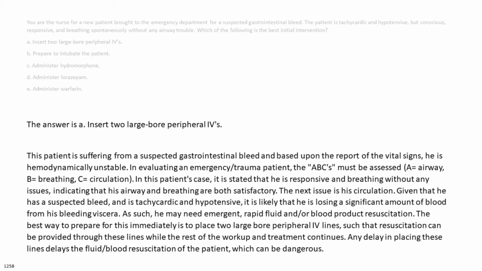Given that he has a suspected bleed, and is tachycardic and hypotensive, it is likely that he is losing a significant amount of blood from his bleeding viscera. As such, he may need emergent, rapid fluid and/or blood product resuscitation. The best way to prepare for this immediately is to place 2 large bore peripheral IV lines, such that resuscitation can be provided through these lines while the rest of the workup and treatment continues. Any delay in placing these lines delays the fluid, blood resuscitation of the patient, which can be dangerous.